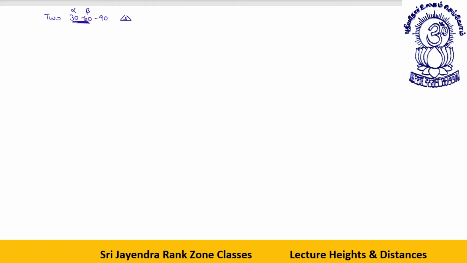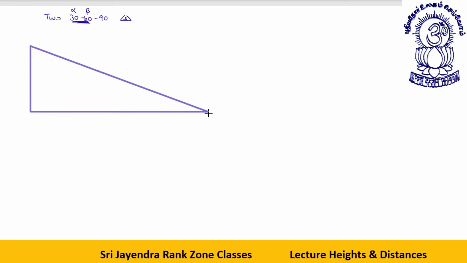Now, let me start. Let's say this is our first triangle. Inside this triangle, I draw another triangle. This is, let's say, A, B, C, D. So here this is 30 degrees, here this is 60 degrees. In fact, before I do this, I'll take one diagram like this.